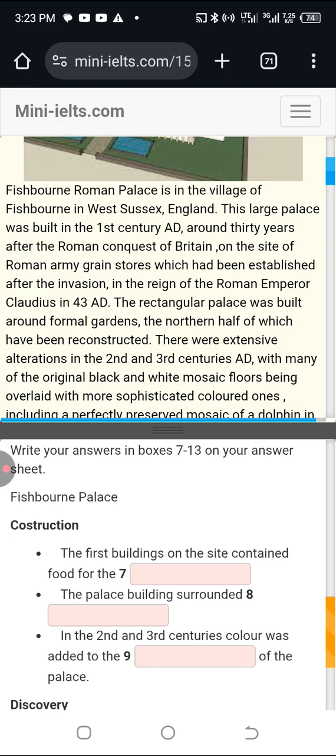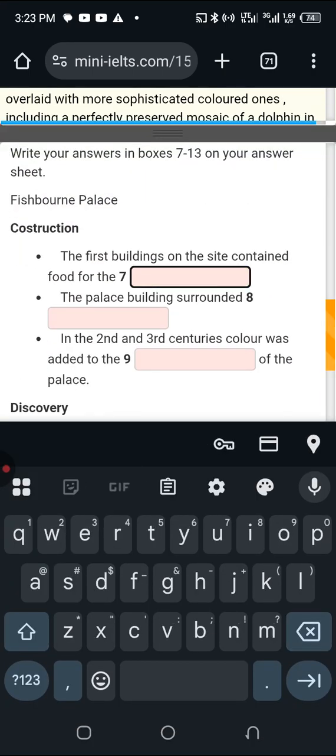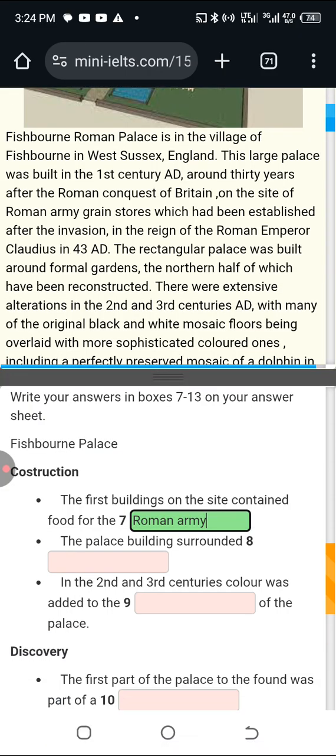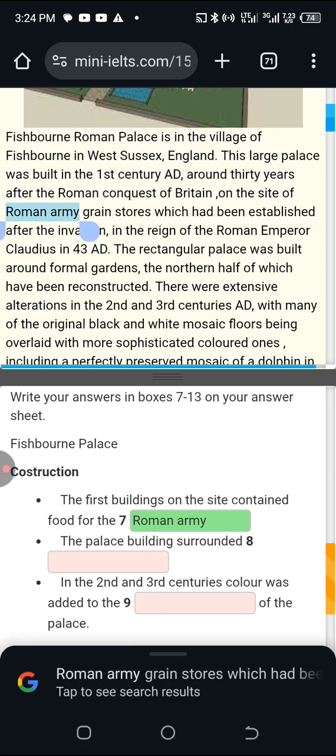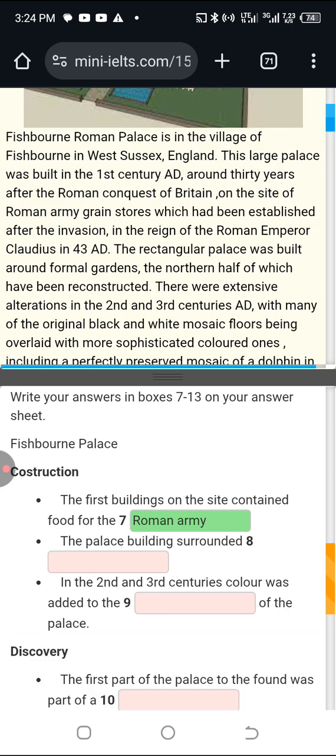So that would be what? Contained food for the Roman army. Notice that this is a capital R. Roman, R-O-M-A-N. Then A-R-M-Y. That's how you write your answer, because that's how they wrote it here. Roman army. So that's how I'm writing my answer.